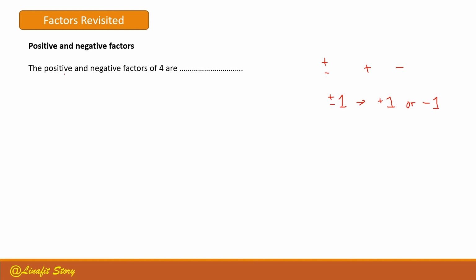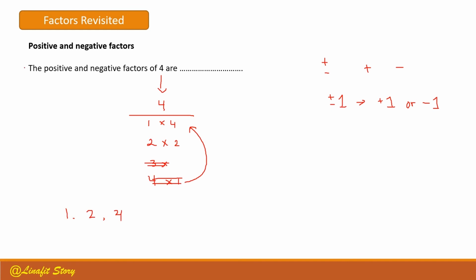So for example over here, the positive and negative factors of 4. How to make 4? To make 4 is 1 times 4, 2 times 2, 3 times 3 cannot, 4 times 1. 4 times 1 is the same as 1 times 4. So the factors of 4 are 1, 2, and 4.